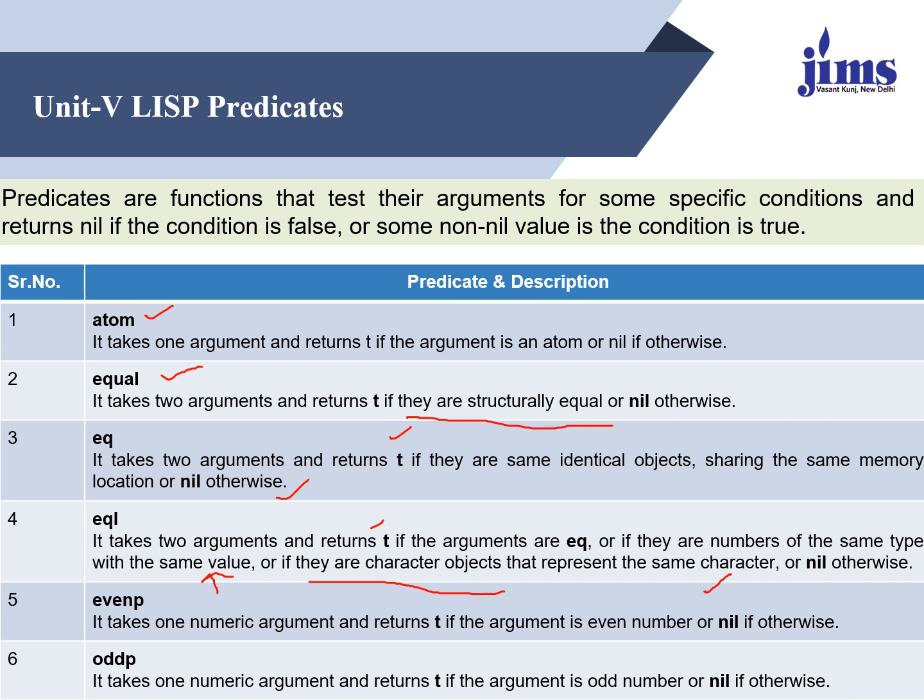Now another predicate is evenp, which checks whether the given argument which is passed to it is even or not. If it is even, it will return true, otherwise nil. And oddp is vice versa. It also takes one argument and checks whether the argument is odd or not. If it is odd, it returns true, otherwise nil. So these are a few predicates. We will see more in the coming slide.